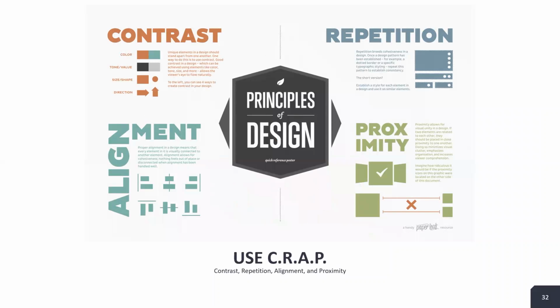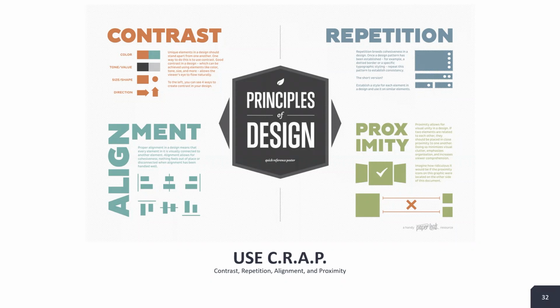Now, the last part of the principles of design is the use of CREP, which is contrast, repetition, alignment, and proximity. So with contrast, it simply means use of color, size or shape; direction is another one. And for repetition, just as an example, if you chose a dotted border around an image, then you're going to want to use that same thing throughout your page, or perhaps a specific font. You're going to want to carry that through again.